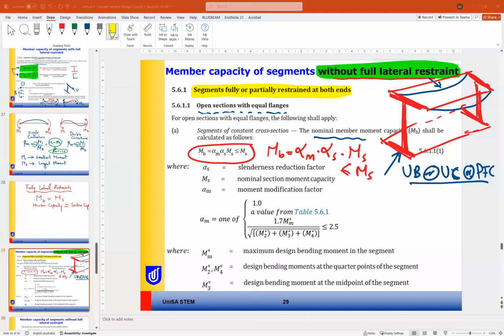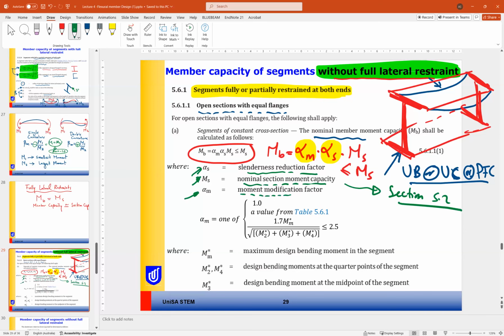So for the member capacity, we need two factors to find it. We need alpha M and alpha S, where alpha S is the slenderness reduction factor. MS is the nominal section capacity. We found it earlier, section 5.2. Alpha M is the moment modification factor. We will see how to find alpha S later, but alpha M is one of the following values.